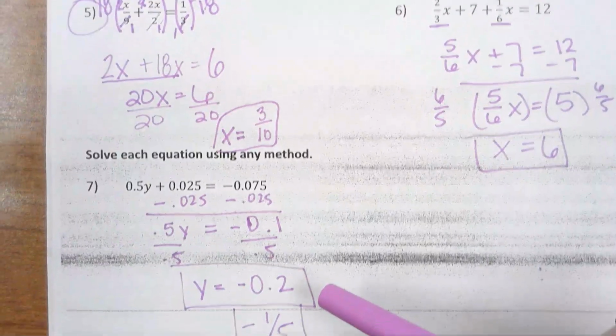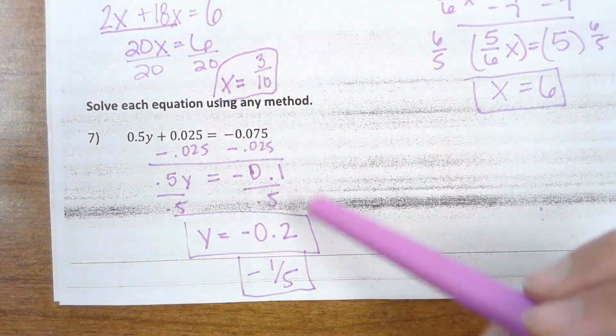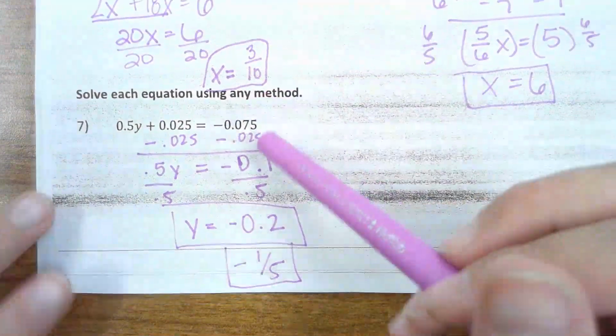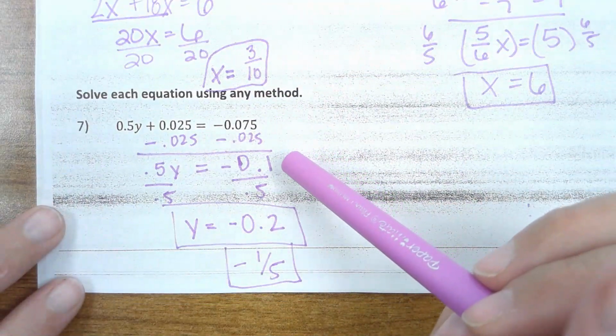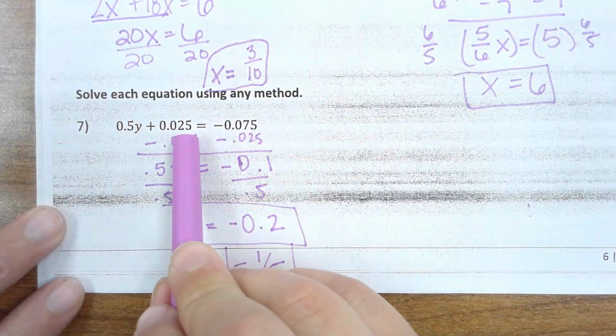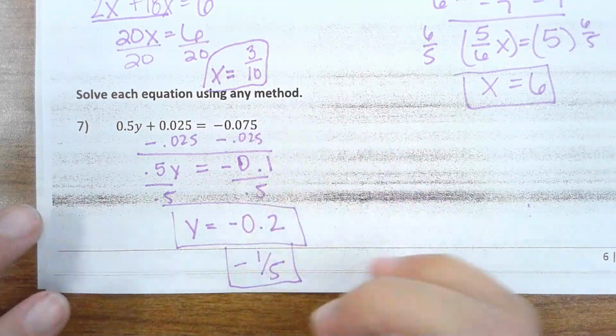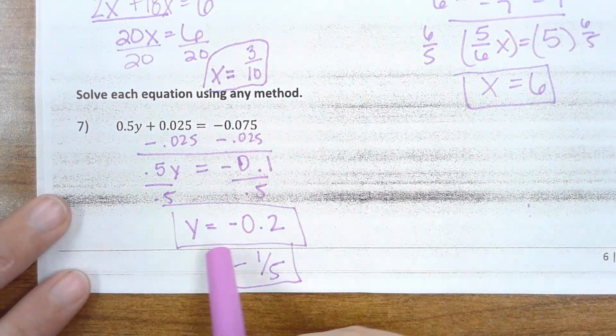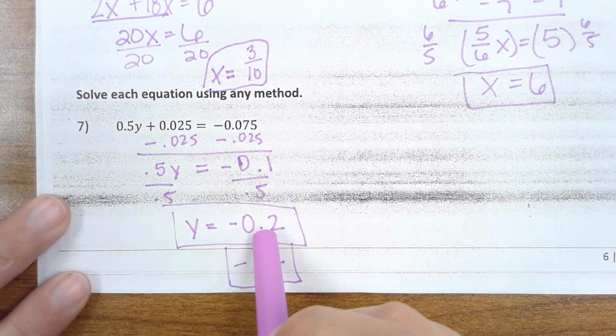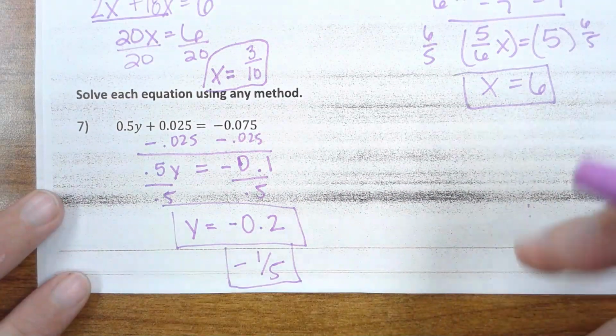And then lastly, number 7, I kept my decimals, but again, you could get rid of them by multiplying by 1,000 on both sides because your larger decimals were in the thousandths place. But no matter what, you should have got negative 0.2 or negative 1/5.